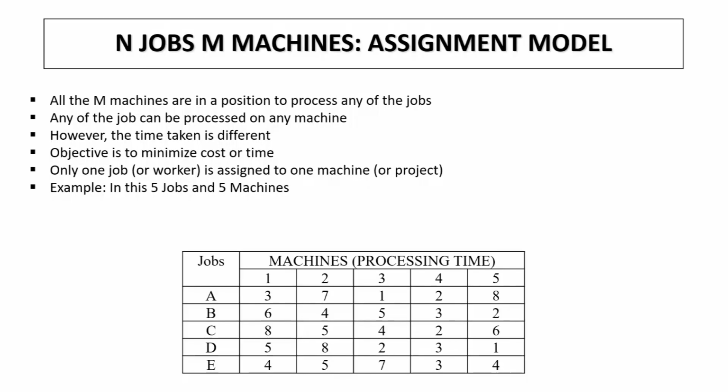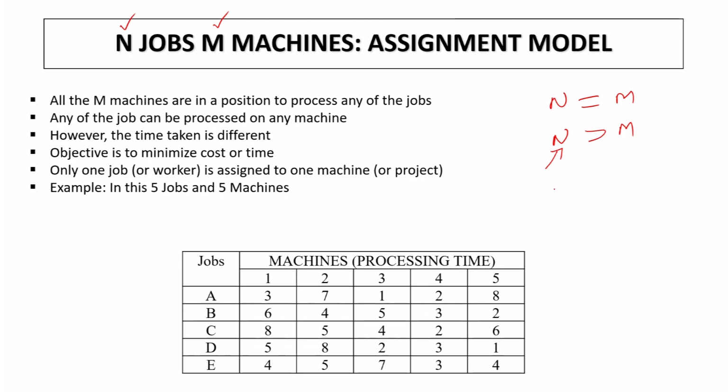So, starting with the first model in this category, the situation is we are having n jobs and we are having m machines. This n and m may be equal or may not be equal, but in this case we are taking the number of machines equivalent to the number of jobs. If the number of jobs is more than the number of machines, certain jobs are going to be unallotted, maybe you have to perform them in the next planning period.